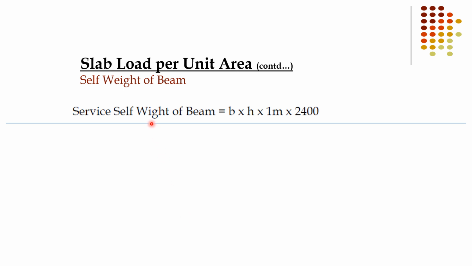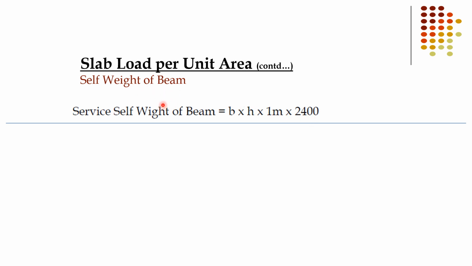Now at the last, how to calculate the self weight of the beam. The self weight of the beam is simply calculated from the width of the beam, height of the beam, and multiplied by unit length of the beam, 1 meter. Then multiply with the density of the concrete, reinforced concrete density, that is 2400. You will get the self weight of the beam.